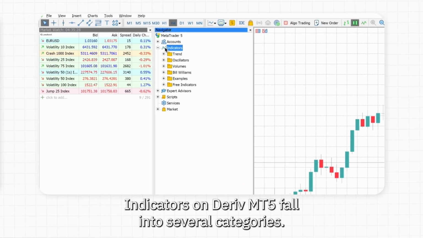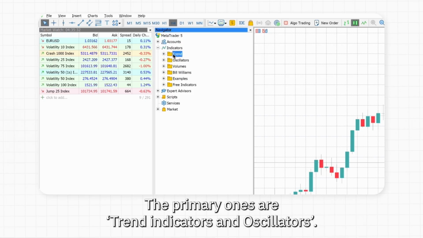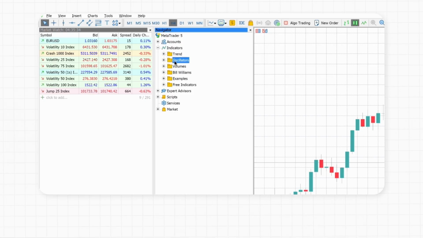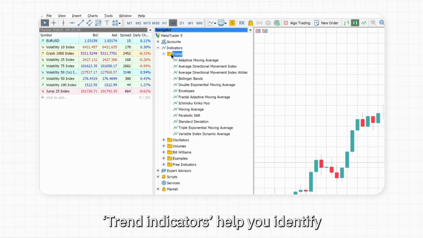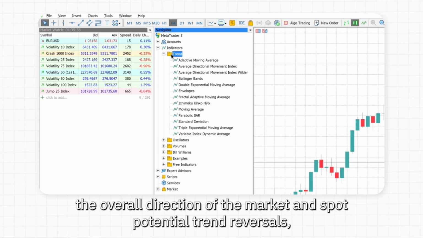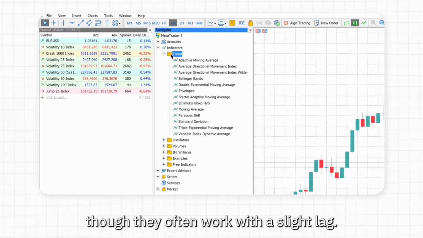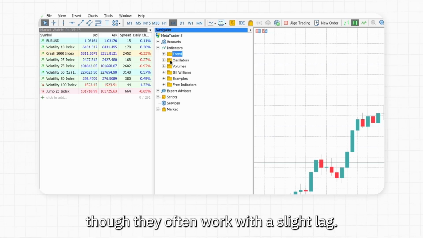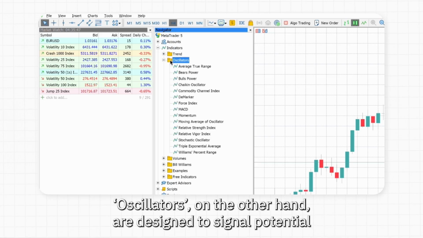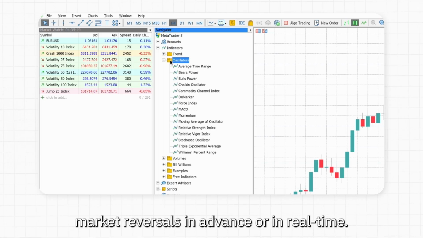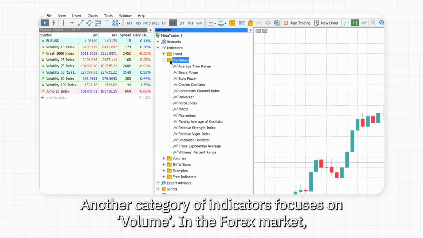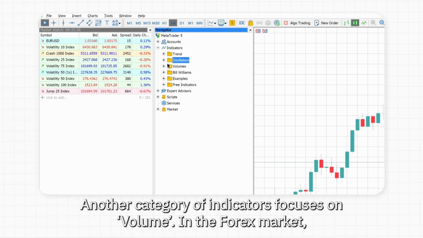Indicators on Deriv MT5 fall into several categories. The primary ones are trend indicators and oscillators. Trend indicators help you identify the overall direction of the market and spot potential trend reversals, though they often work with a slight lag. Oscillators, on the other hand, are designed to signal potential market reversals in advance or in real time. Another category of indicators focuses on volume.